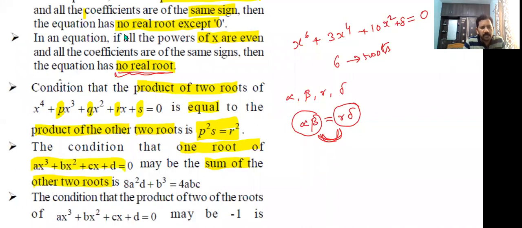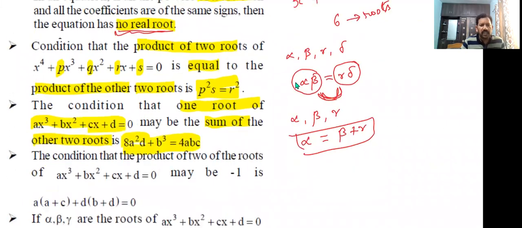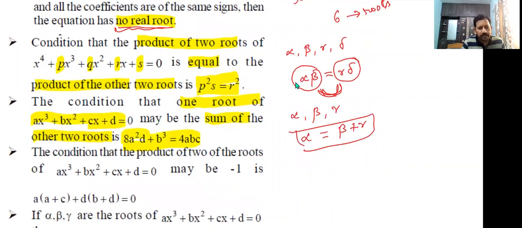Next, the condition that one root may be the sum of the other 2 roots. This is a 3rd degree polynomial equation. Suppose those roots are alpha, beta, gamma. One root is equal to the sum of the remaining 2 roots. This is the condition: alpha is equal to beta plus gamma. In this case, this is the shortcut method: 8a square d plus b cube is equal to 4abc. Okay, remember it, shortcut method.